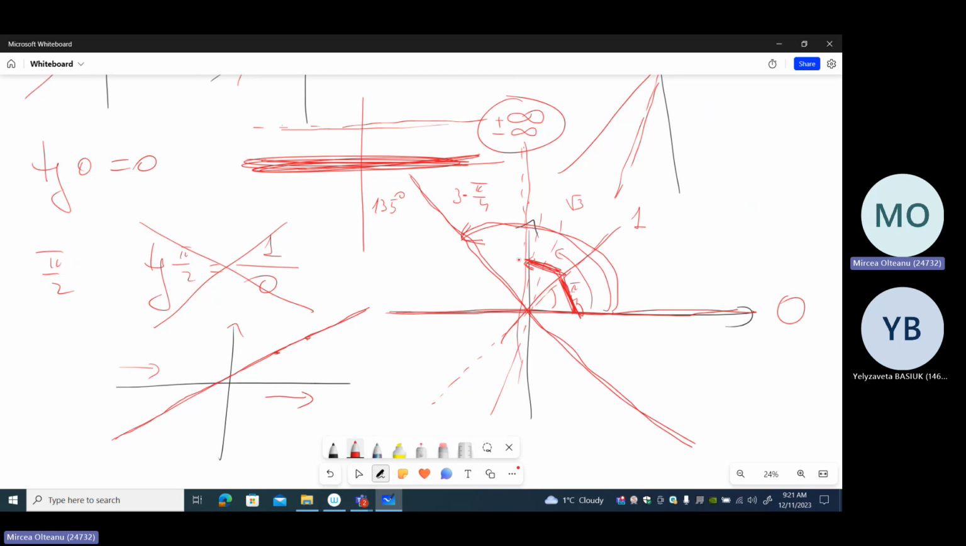45 degrees, and another 45 degrees here. The tangent of 3 pi over 4 is minus 1. So this straight line has the slope minus 1. So it starts from minus infinity here. It goes down, and the slope is going in absolute value smaller and smaller, and so on up to 0. So this is a good image for how the slope is changing.